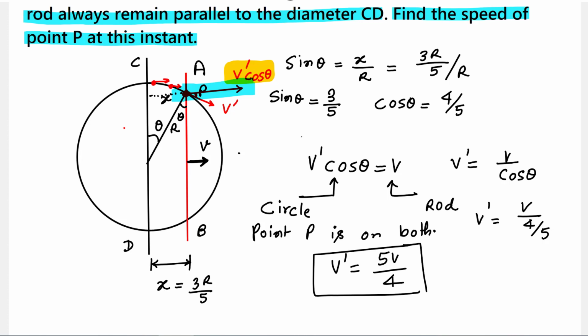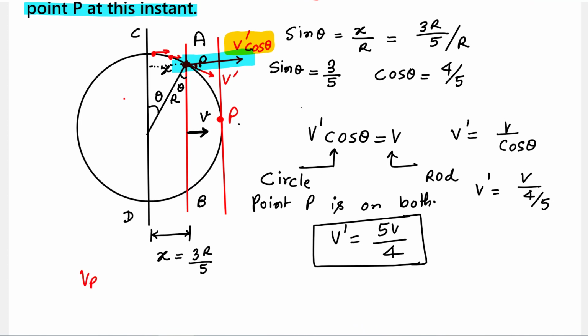Now I give you a question. What will be the velocity when this rod finally reaches here? This rod is moving, so at some point of time this rod will reach here, and this point is P. You have to find the velocity of point P when the rod just touches the circle. What is the velocity of point P at this point of time?